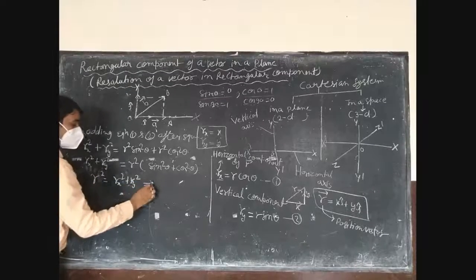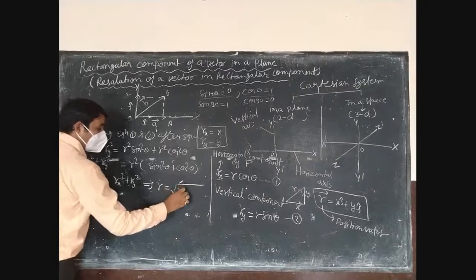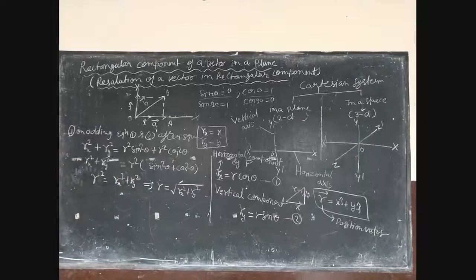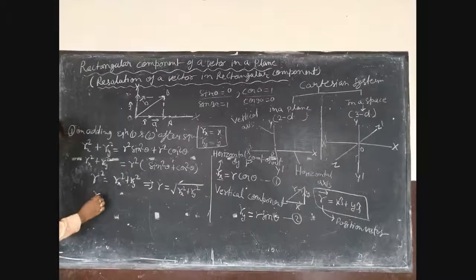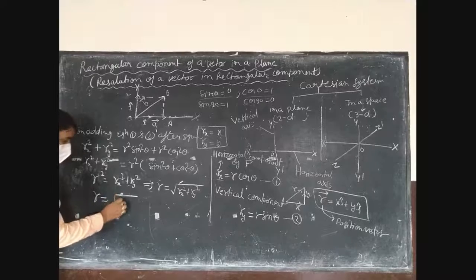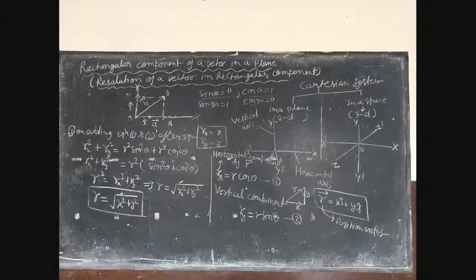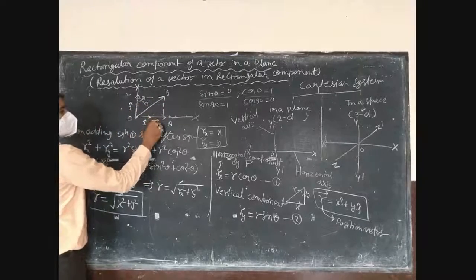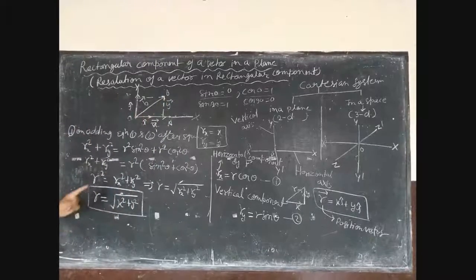So easily you can find that r is equal to under root rx square plus ry square. Then put the value of rx and ry, so you will get under root x square plus y square. This is the value of r for this position vector. If this is vector x and this is vector y, then you will get the same result from the triangle.